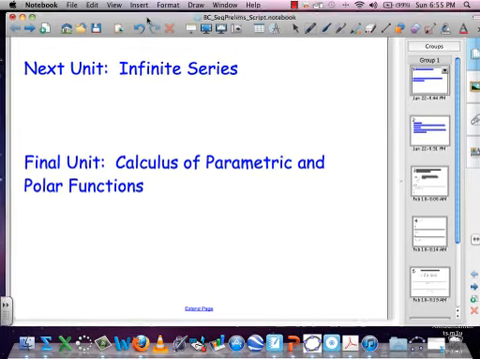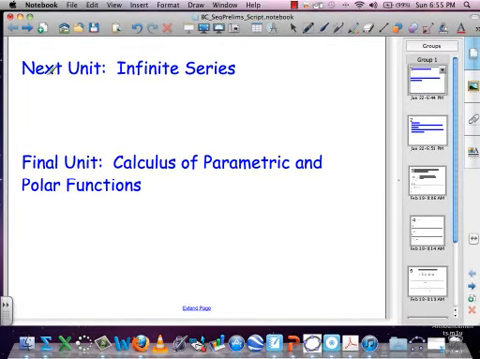Okay guys, the next unit we're going to look at is the unit on infinite series. Just to give you a little preview of where we're headed, we have this unit here, and then our final unit once we're done with infinite series will be calculus of parametric and polar functions. This is really a pretty short unit, and we're just going to take what we've learned so far and apply it to those two types of functions. It's not going to be very complex or difficult.